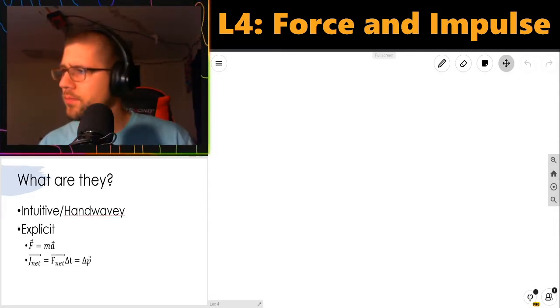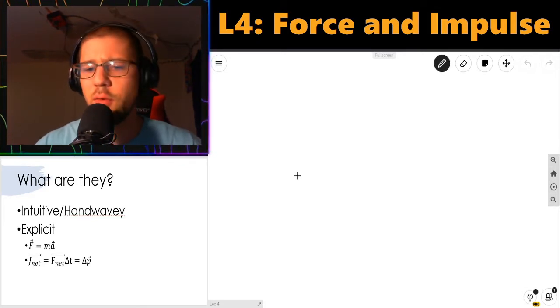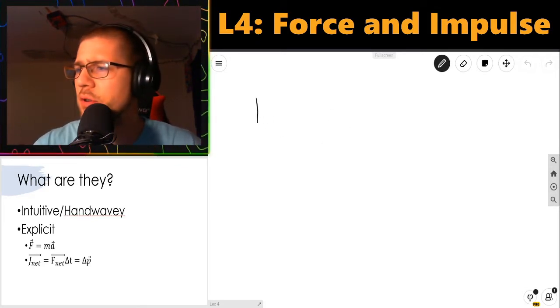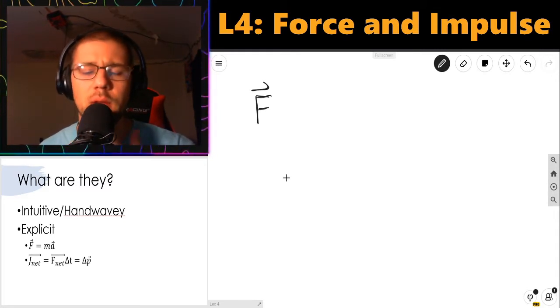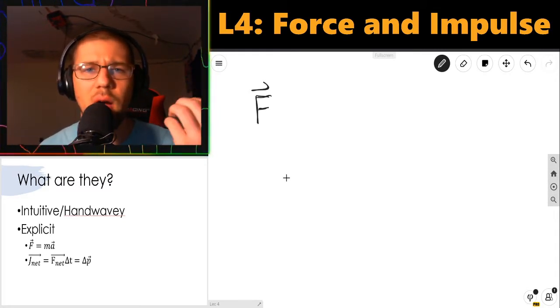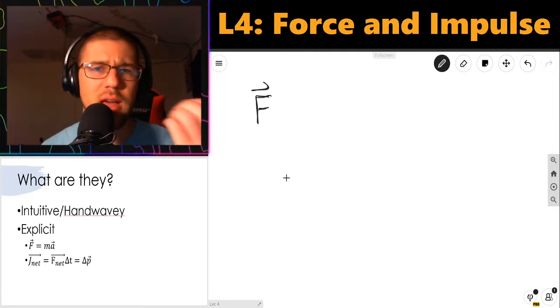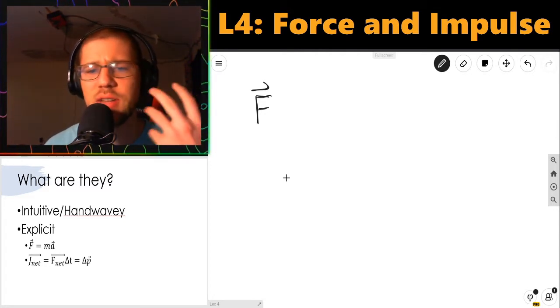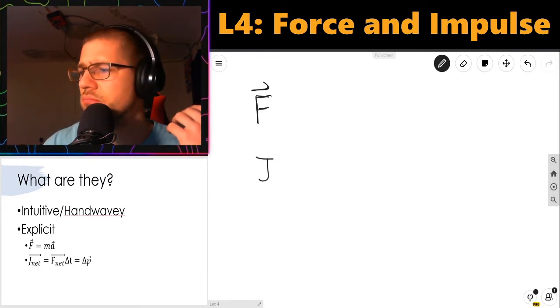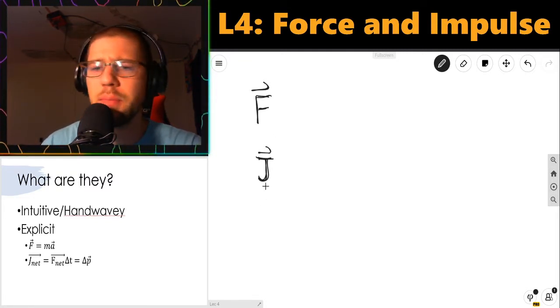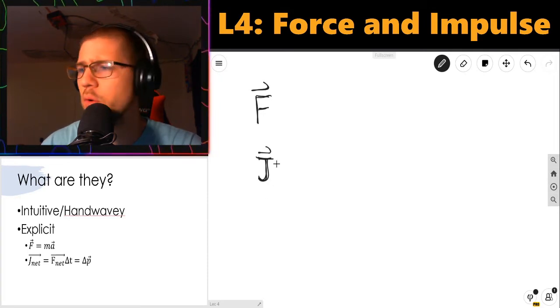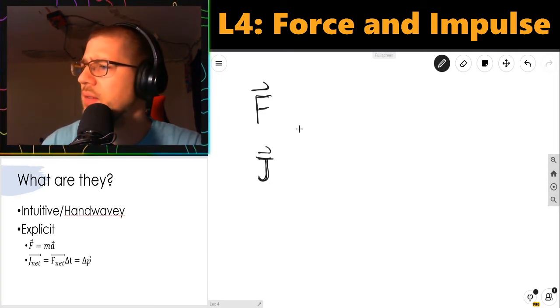Okay, so my intuition for these two things, force and impulse, I want to give first. So force, F, I think of as telling me about how the objects that I'm interested in are either speeding up or slowing down over time. Impulse just tells me the change in momentum from one time to another. Both force and impulse are vector quantities.